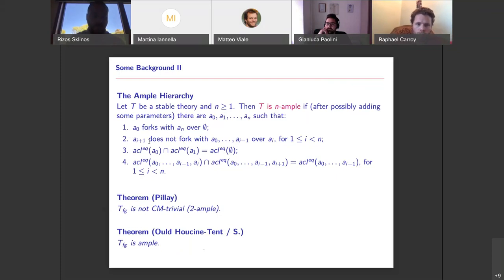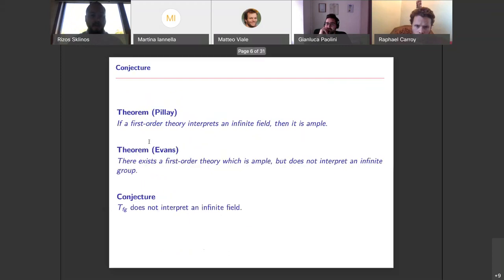And as I said, then myself and Abdul Razak and Tent proved that the free group is n ample for all n. Now, what is interesting is that this kind of behavior, the n ampleness, is naturally suggesting that there is an infinite field interpretable in the theory.